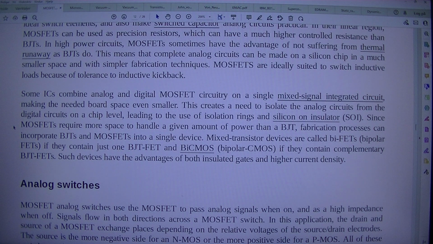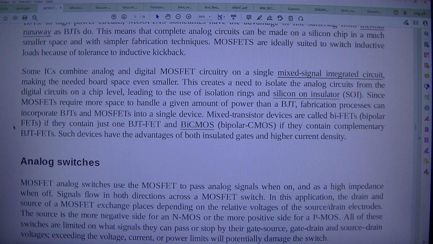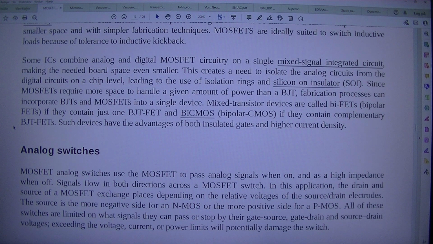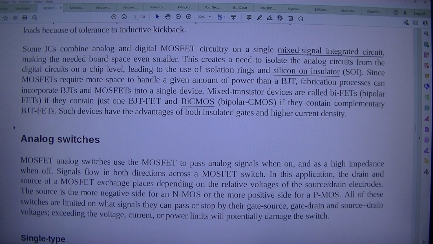Some ICs combine analog and digital MOSFET circuitry on a single mixed signal integrated circuit, making the needed board space even smaller. This creates a need to isolate the analog circuits from the digital circuits on a chip level, leading to the use of isolation rings and silicon on insulator, SOI. Since MOSFETs require more space to handle a given amount of power than a BJT, fabrication processes can incorporate BJTs and MOSFETs into a single device.